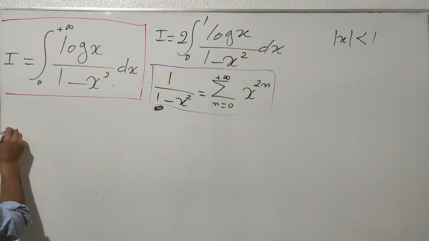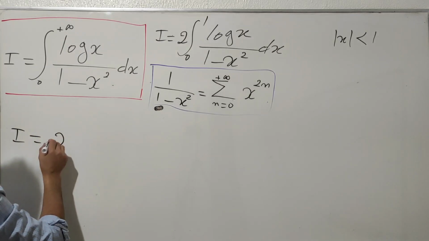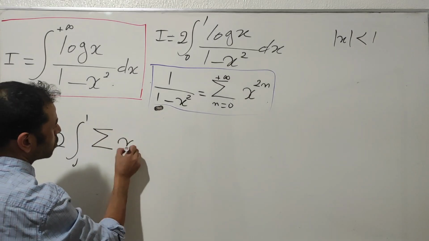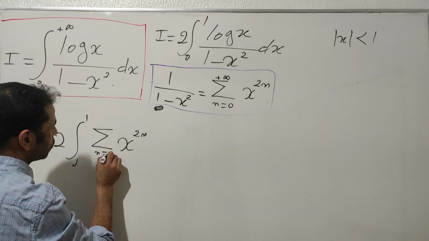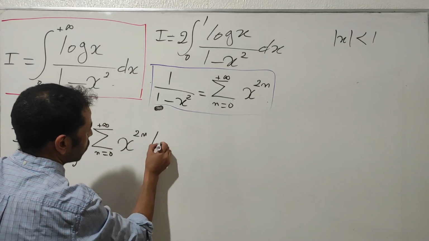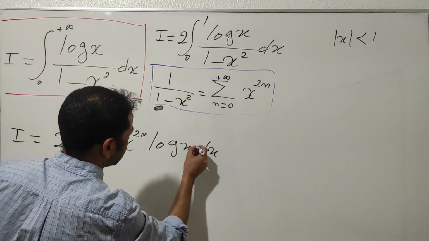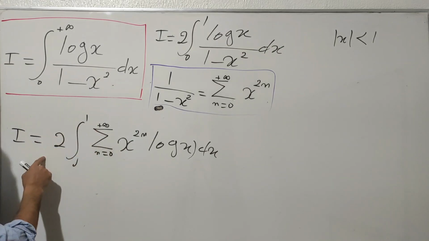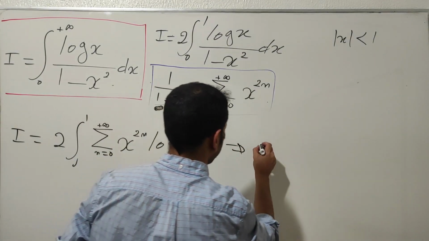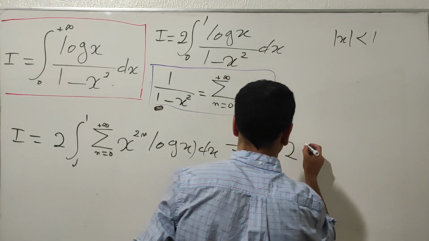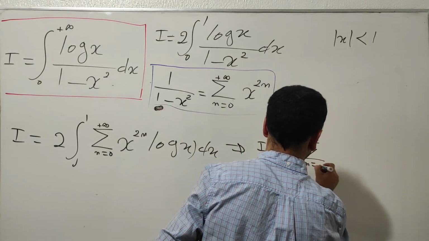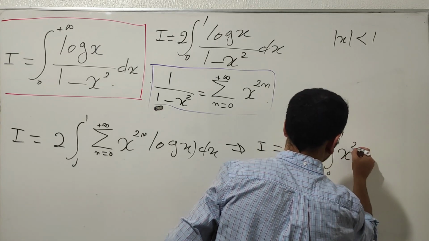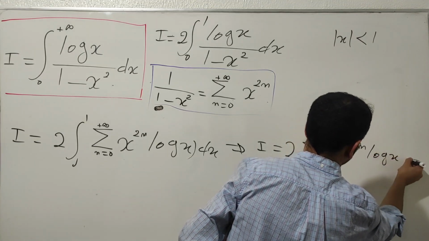I'm simply going to insert the value of 1 over 1 minus x squared into this integral. So I will have a new integral: I equals 2 multiplied by the integral from 0 to 1 of the sum of x to the 2n as n goes from 0 to plus infinity, times logarithm x dx. Since we have a convergent series, I'm allowed to take this sum outside of the integral. So I equals twice the sum as n goes from 0 to plus infinity of the integral from 0 to 1 of x to the 2n log of x dx.